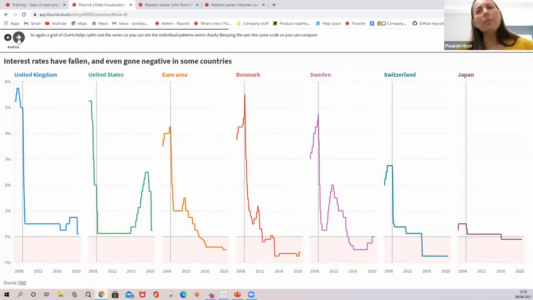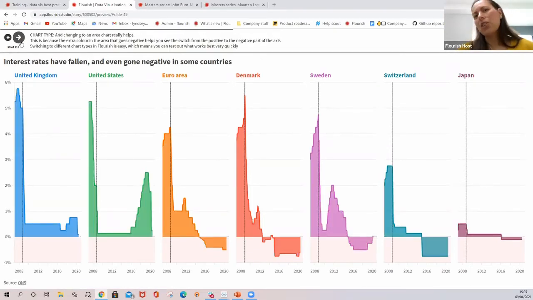So then again, this idea of using a grid of charts makes it nicer. You're comparing everything on the same scale, but you can start to see the UK came from a higher level, it's gone down a lot, US has gone up. And then these are the countries where their rates are going negative. So splitting it out into a grid of charts really helps.